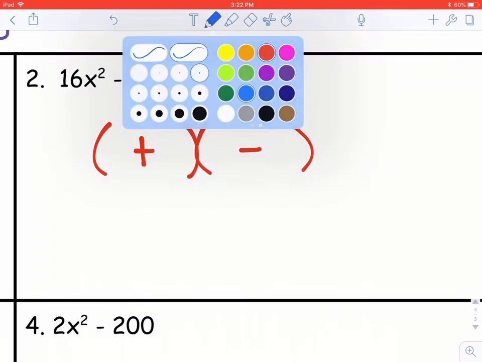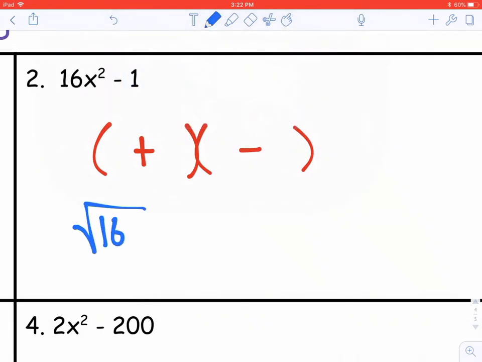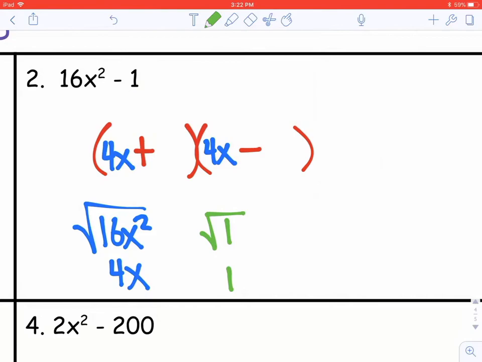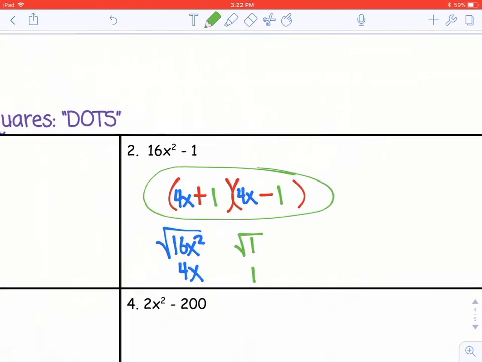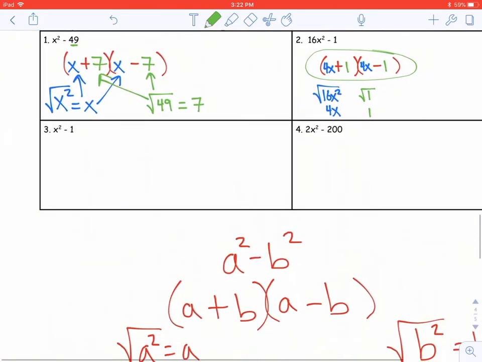And then the square root of 16x squared would be 4x. So that goes in the first spot of each binomial. And then the square root of 1 would just equal 1. So that goes in the second spot. And that's it. Let's do another one.